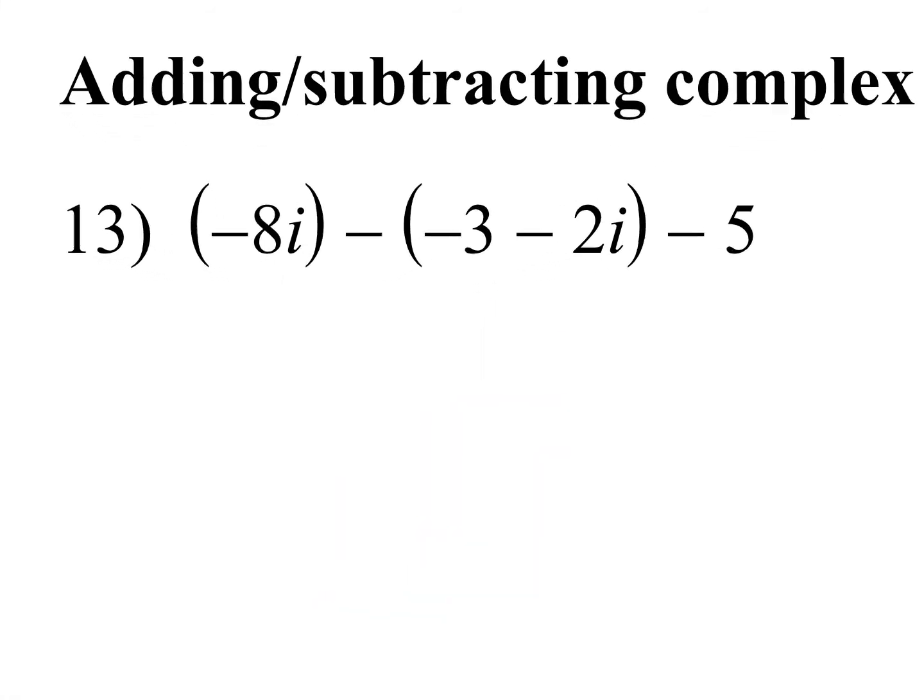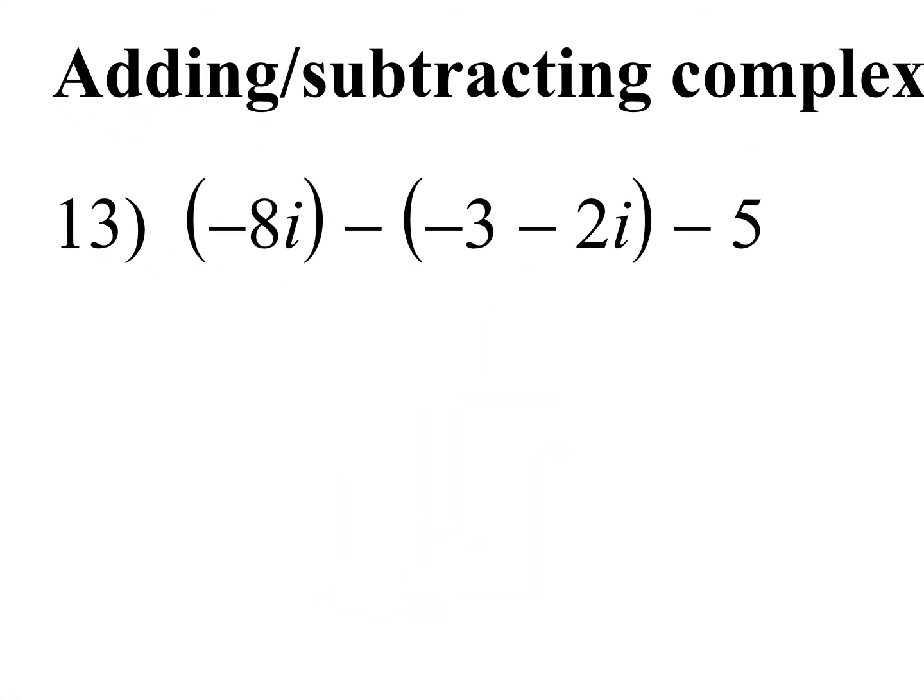So for 13, I'm subtracting. So what do I need to do first? Negative, distribute to 3 and 2i. I have to distribute the negative to what's in the parentheses behind it. So it only goes to the 3 and the 2i. It's not going to go to that 5 because it's outside the parentheses. So it only gets distributed to what's in the parentheses right behind it. Everything else stays the same.